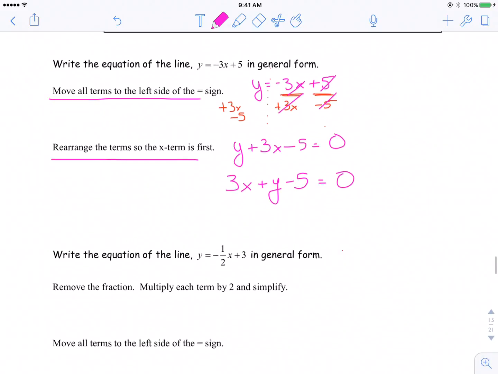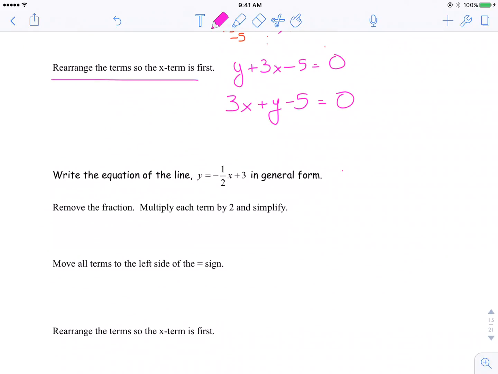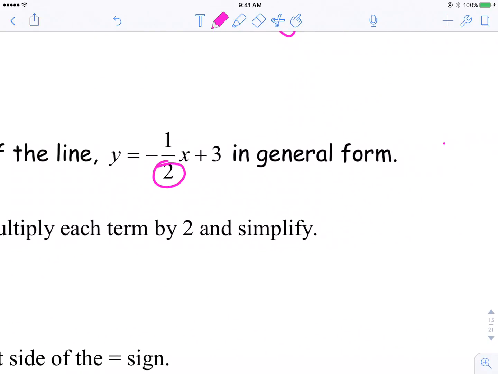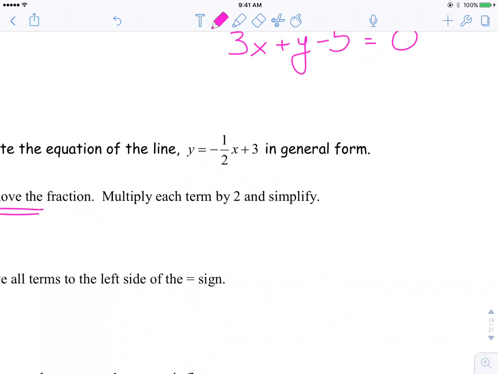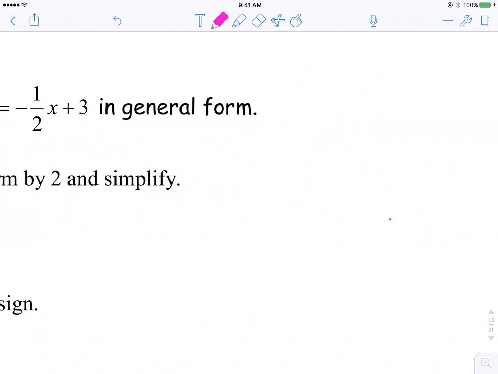Second example, write the equation of the line y is equal to negative 1 over 2x plus 3 in general form. First thing, remove the fraction. We remove the fraction by multiplying each term in the equation by the denominator of the fraction. Okay, there's another way we could talk about doing all of that too, but sometimes it's a little bit more confusing. So we multiply everything by that. So let's first start with our equation. Y is equal to negative 1 over 2x plus 3.